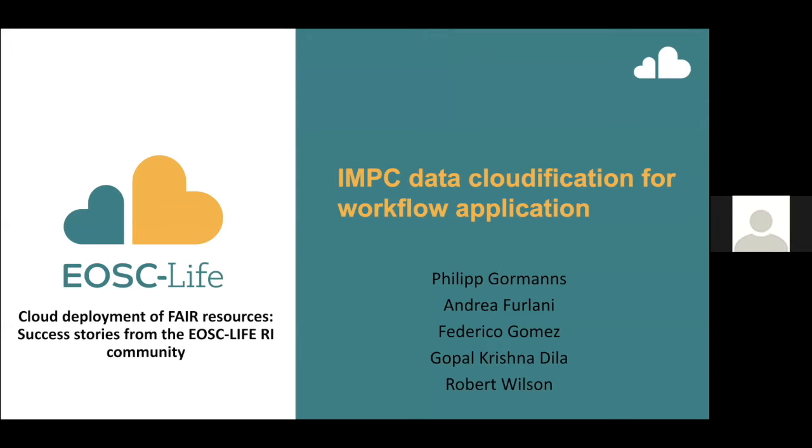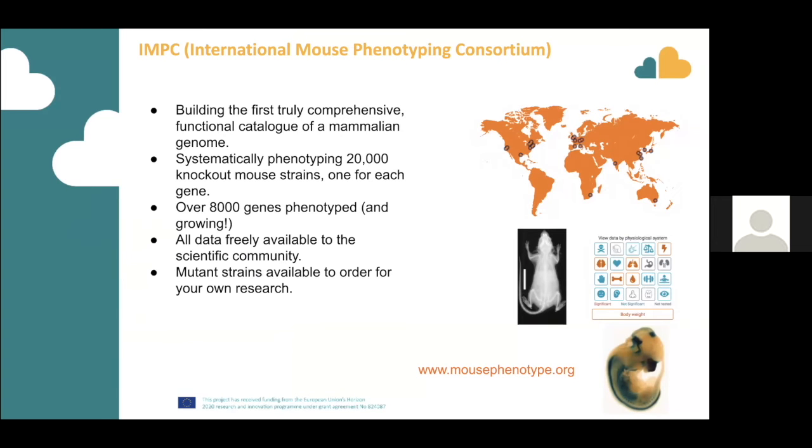I'm presenting here on behalf of the IMPC data cloudification team. And starting with a short description of what IMPC and the data is about. It's in fact a consortium of mouse phenotyping centers which are located around the globe, which are working on building a comprehensive functional catalog of a mammalian model genome. So the aim is to systematically phenotype over 20,000 knockout mouse strains, in particular one for each gene.